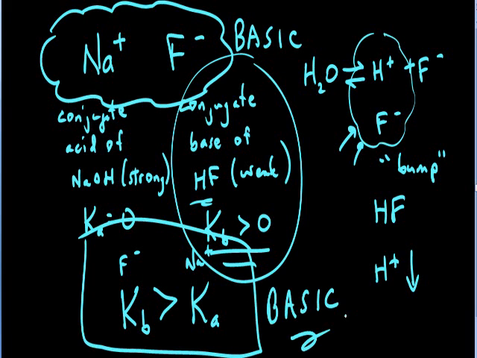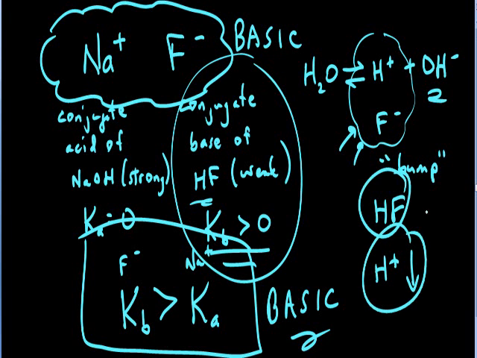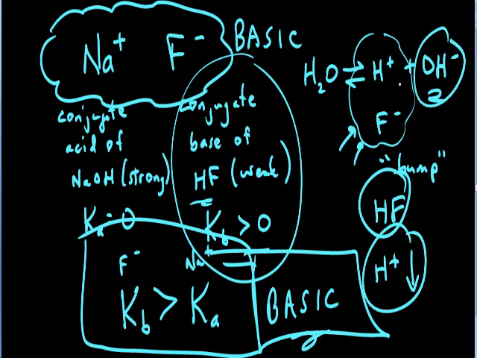You need to make a correction back here. This F minus ion up here was meant to be OH minus from the self-ionization of water. What happens is when the F minus goes bump, we make HF, H plus goes down, so there are now more OH minus ions than there are H plus, and the solution would be basic from sodium fluoride being dissolved in water.